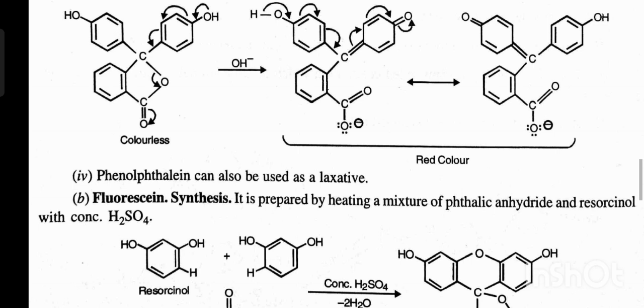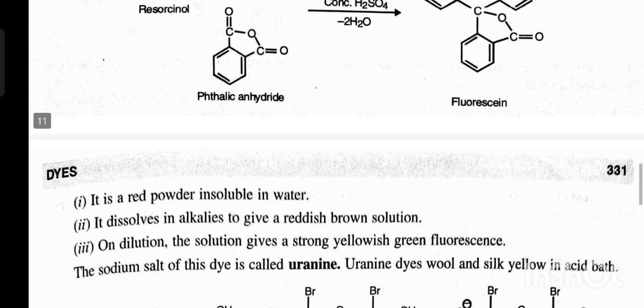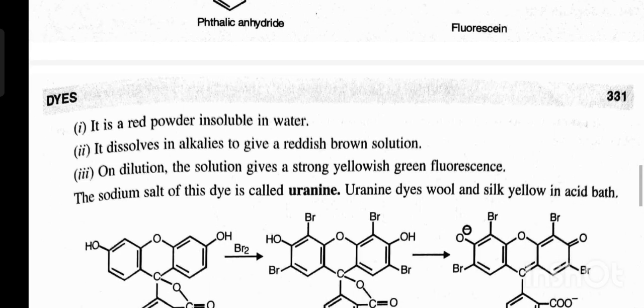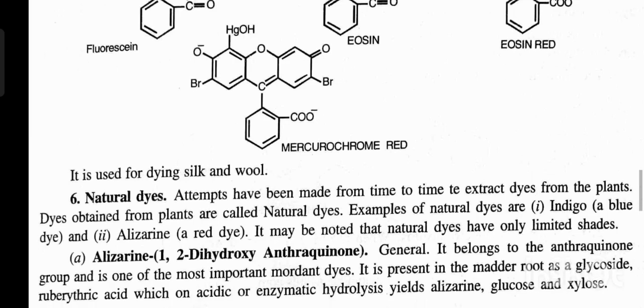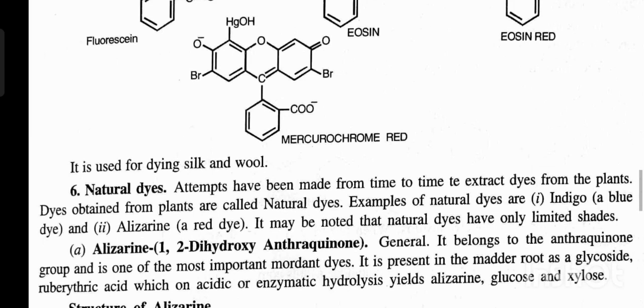B. Fluorescein. Synthesis. It is prepared by heating phthalic anhydride with resorcinol with concentrated H2SO4. Properties. First, it is a red powder insoluble in water. Second, it dissolves in alkali to give a reddish brown solution. Third, on dilution, the solution gives a strong yellowish green fluorescence. The sodium salt of this dye is called uranine. Uranine dyes wool and silk yellow in an acid bath. It is used for dyeing silk and wool.